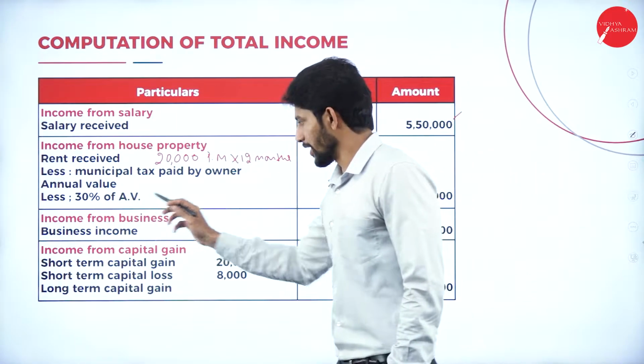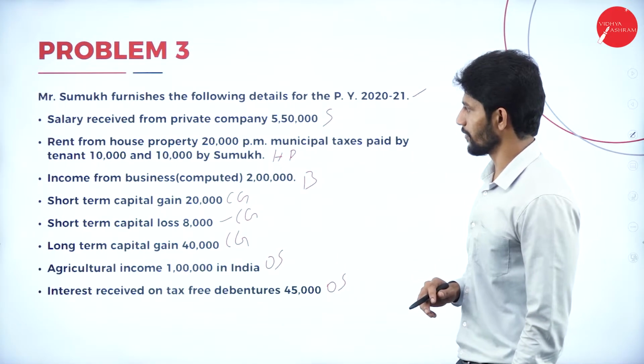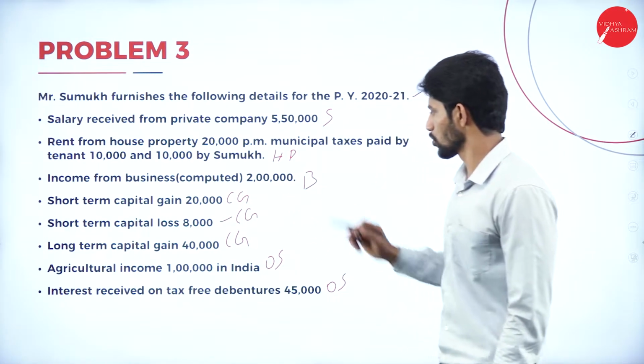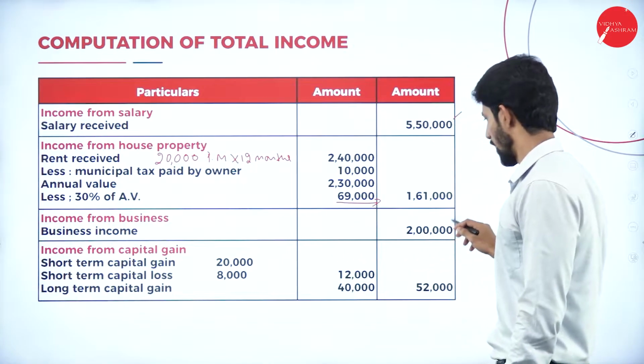Moving on, income from business. What is the amount given in the problem? Income from business is 2 lakhs. So we are taking 2 lakhs here.